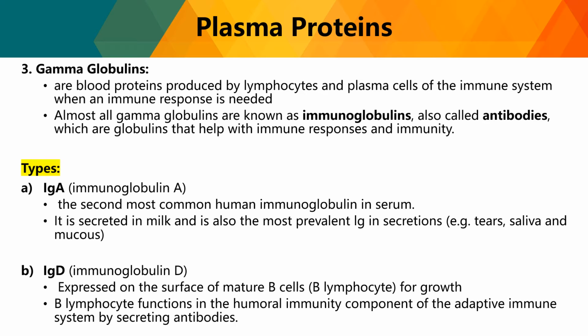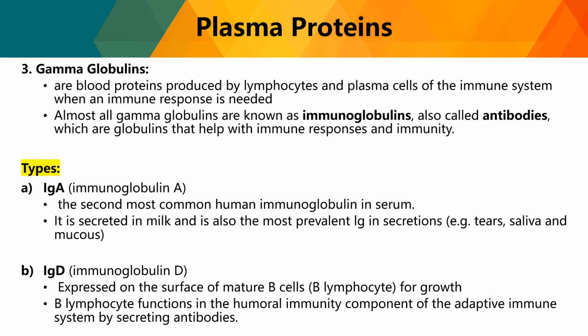For the types of your gamma globulins, we have IgA, or immunoglobulin A. This is the second most common human immunoglobulin in your serum. It is secreted in milk and is also the most prevalent immunoglobulin in secretions like your tears, saliva, and your mucus.